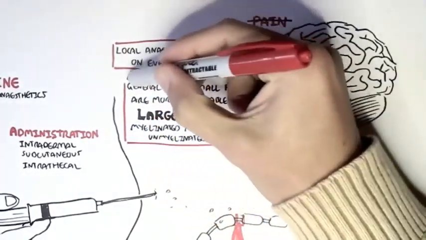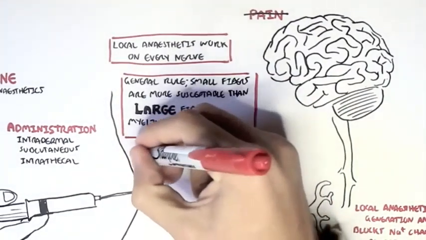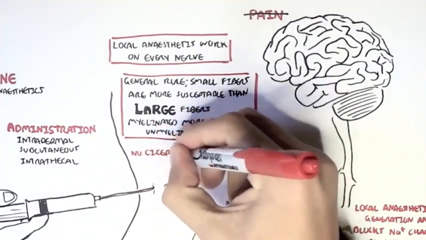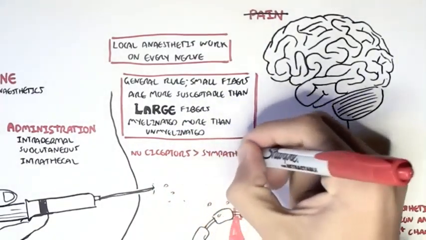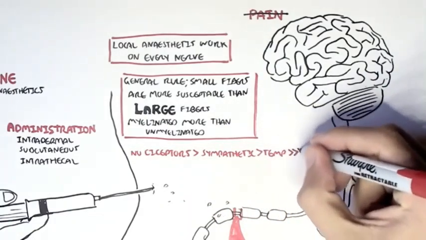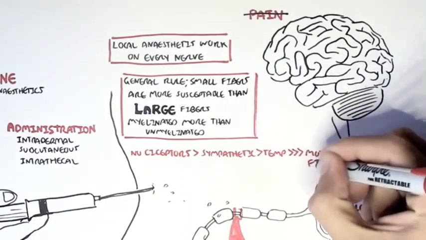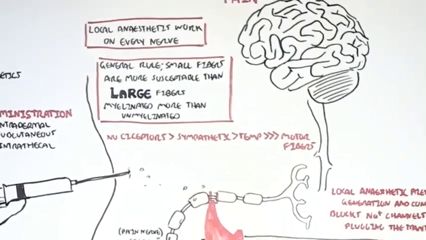So if we draw this up from the most susceptible to the least susceptible, nociceptors, the pain fibers, are more susceptible to local anesthetics. And then we have the sympathetic fibers, the temperature fibers, and so on, until finally motor fibers. But we would need a massive dose of local anesthetic to paralyze a person.